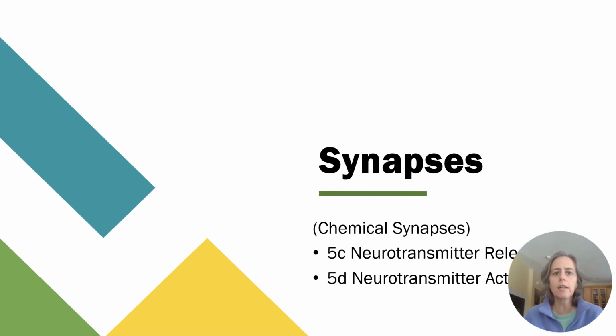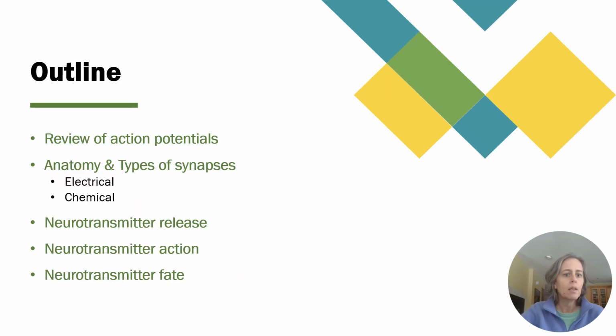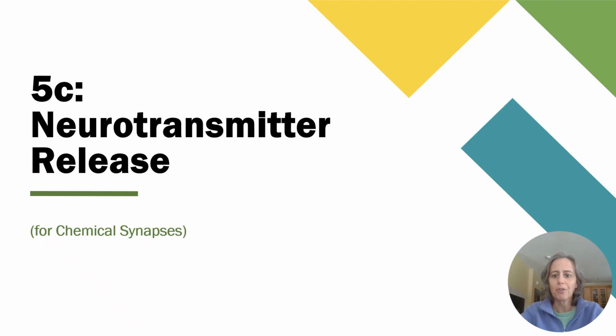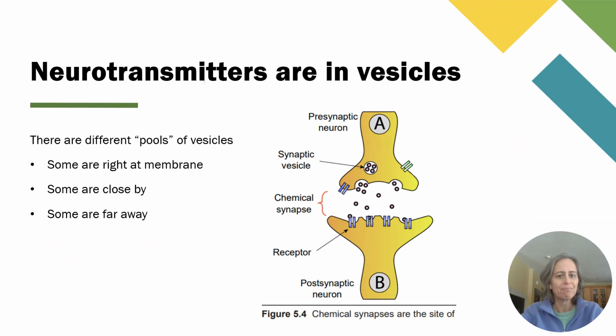We're going to continue talking now specifically about chemical synapses in terms of how they release their neurotransmitters and then how the neurotransmitters then give a signal to the postsynaptic cell. So if we look at how this fits into the overall outline, we just did a quick review of action potentials and types of synapses. Now we're focusing on those chemical synapses, and we're doing 2 of the 3 final sections. Neurotransmitter release. Here we go.